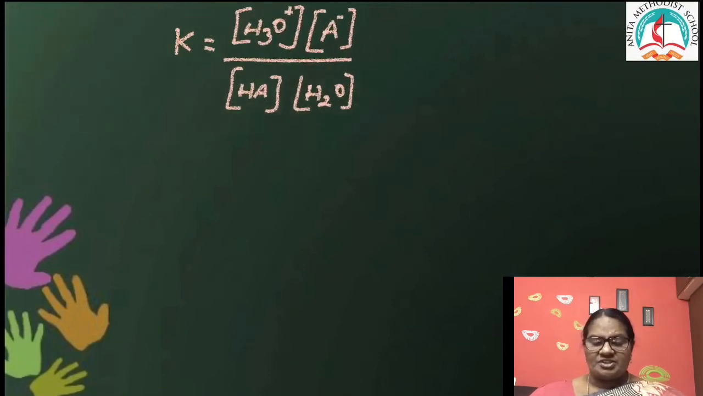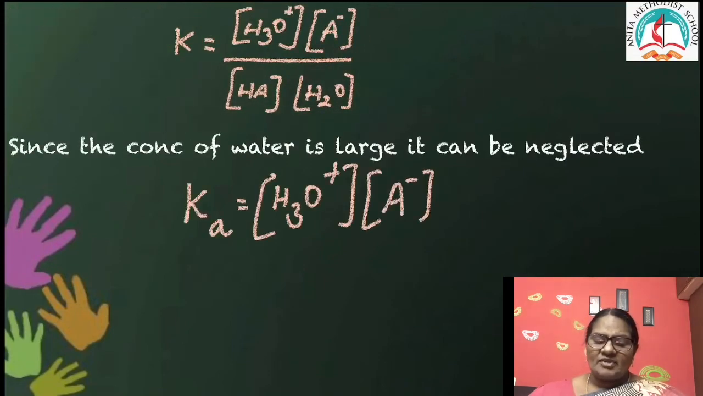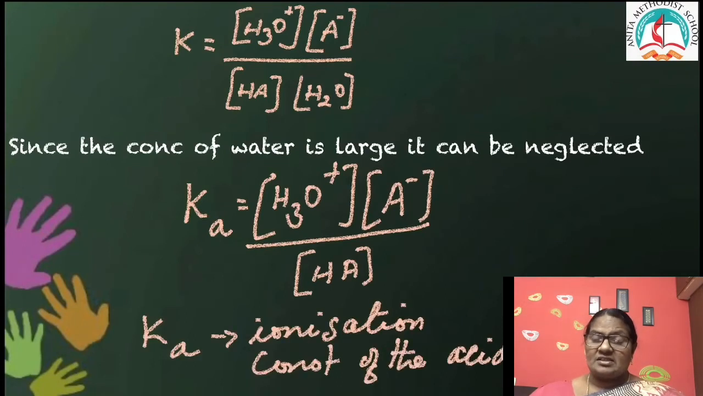Now in such reactions, usually water is present in large excess, so we can neglect it or we can take it as 1. So what does the expression become now? Because it's particularly an acid, I write Ka. So Ka, the dissociation constant or ionization constant of the acid, is given by the expression: concentration of the hydronium ion H3O plus into concentration of the A minus divided by concentration of the undissociated acid HA.